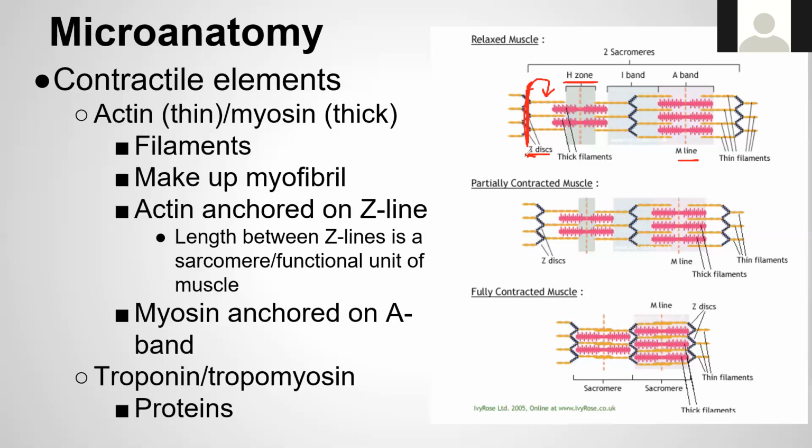When you have two Z lines together, so two Z lines back to back, so here's a Z line, here's a Z line, here's a Z line, every two Z lines make up a sarcomere.